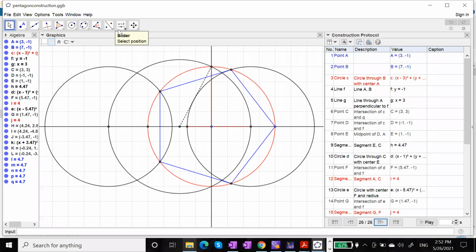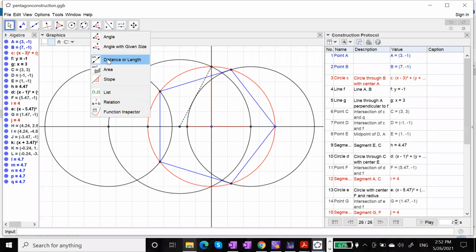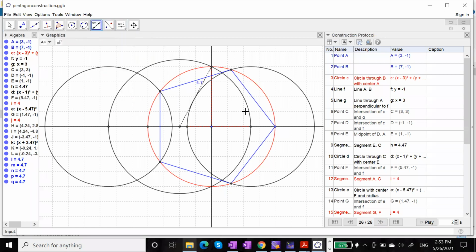And if you want, I can measure it for you. One second, let me show you the length. The length of this is 4 point whatever. This also is 4.7, this also is 4.7, 4.7, and 4.7. So definitely we got a regular pentagon, or the sides are equal.